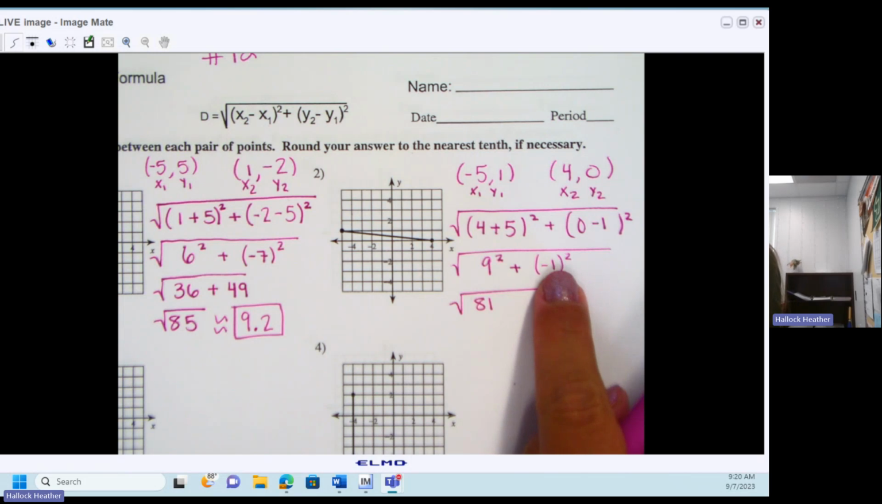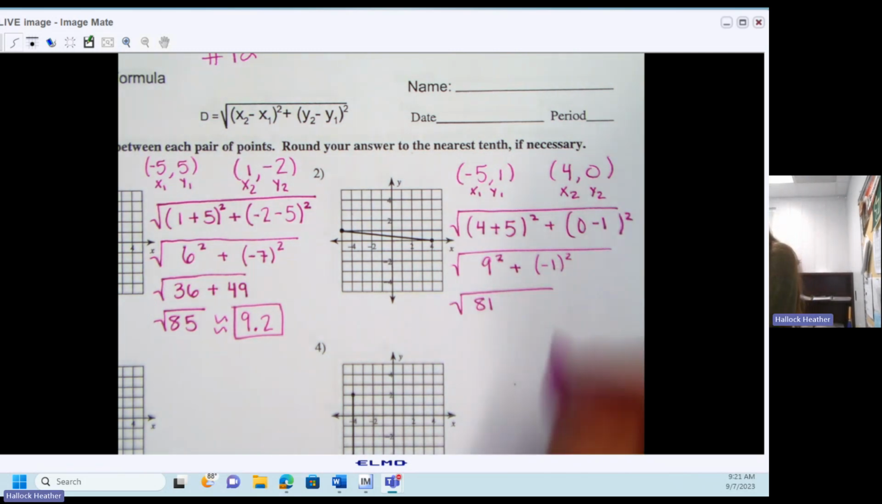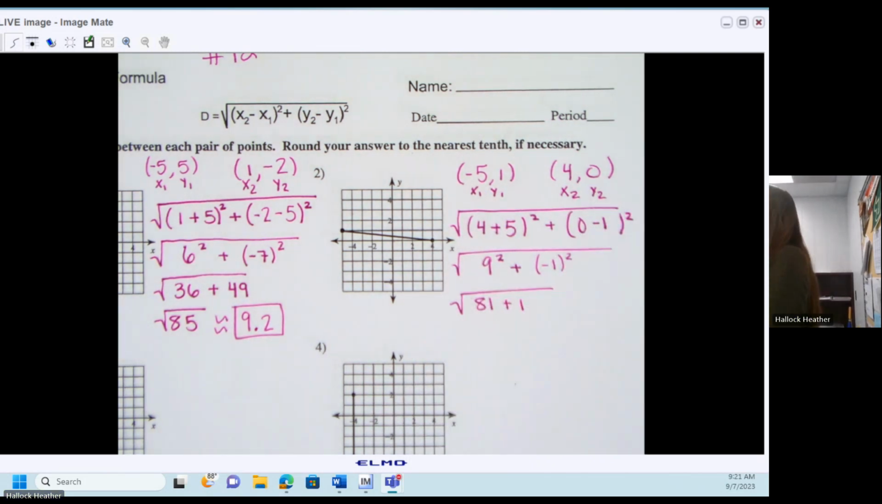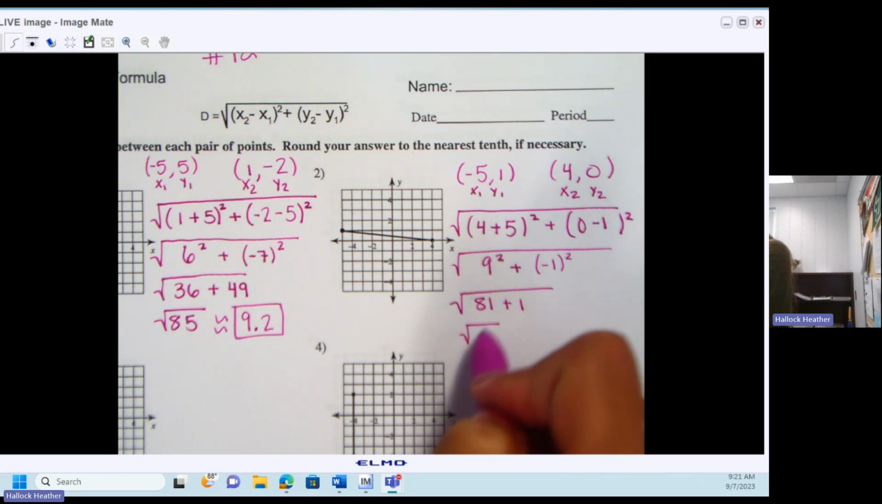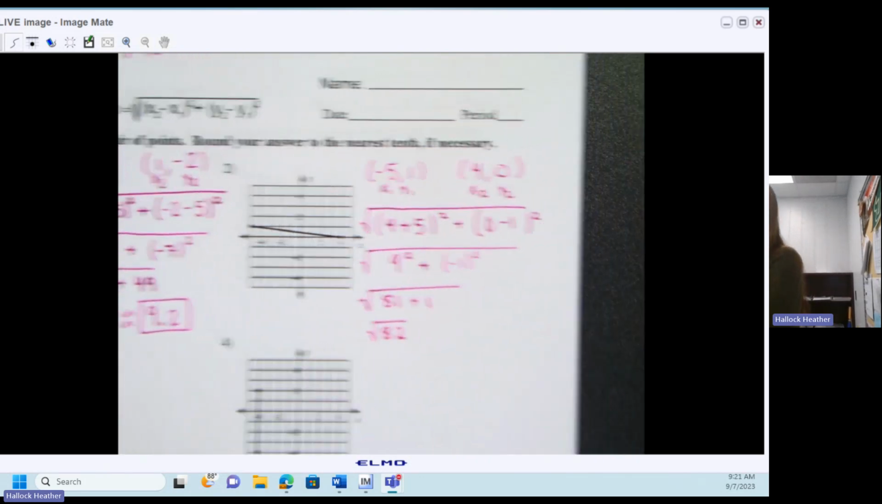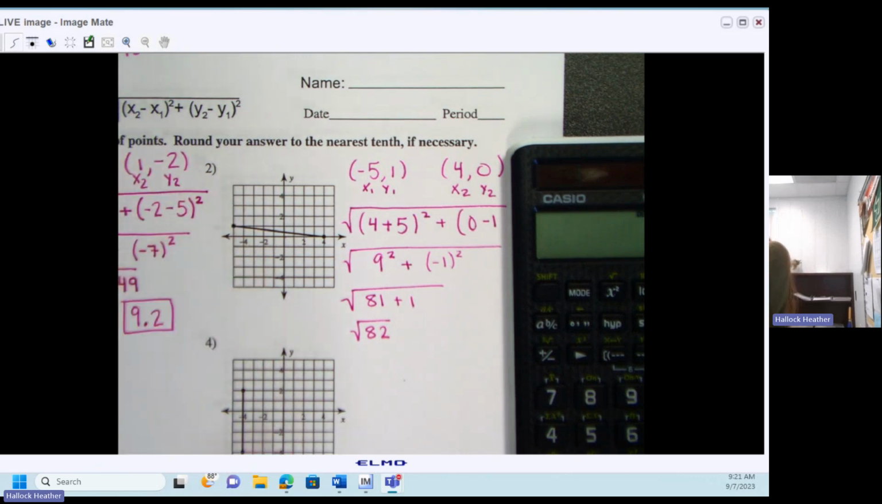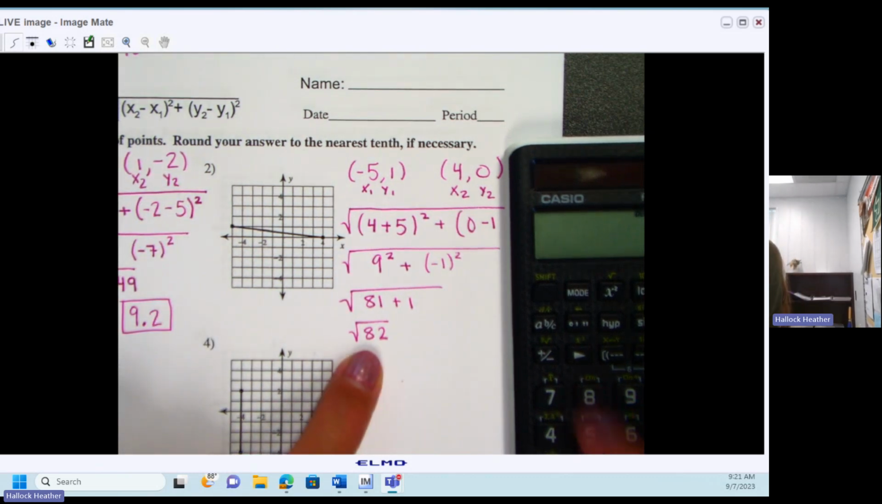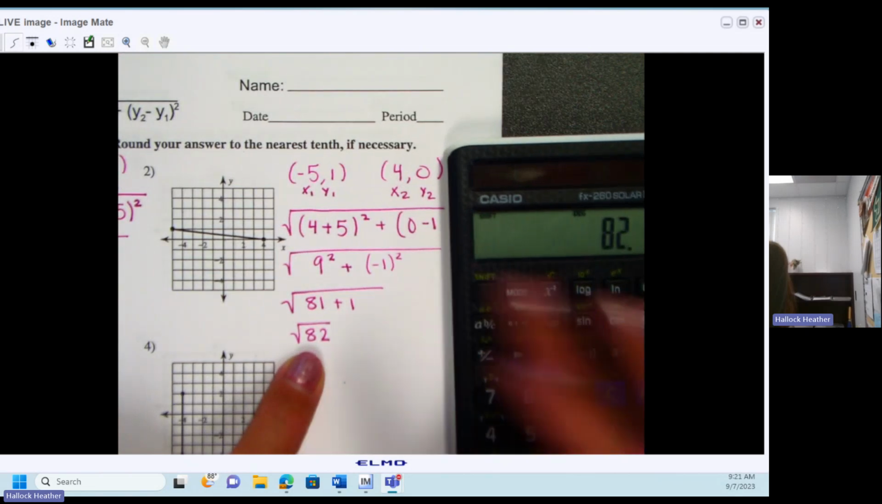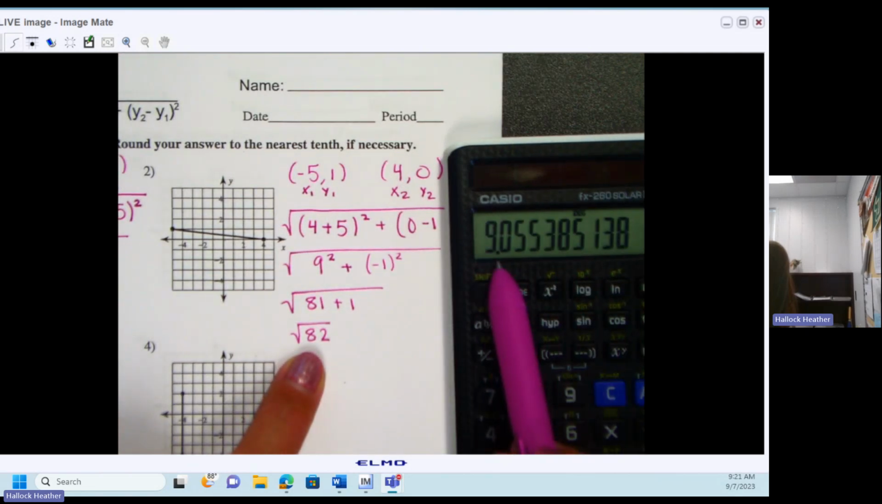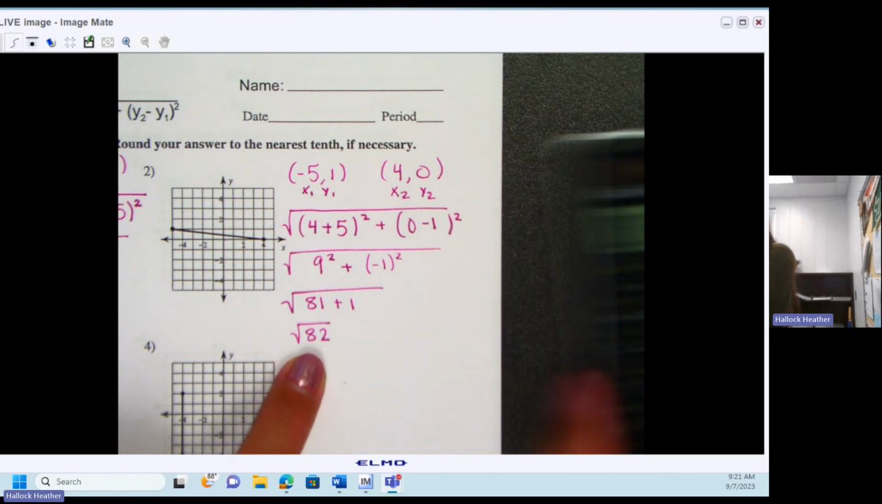Negative 1 multiplied by negative 1 is a positive number. What's negative 1 times negative 1? So negative 1 times negative 1 is just positive 1. So I'm going to add 1. So I'm really bringing down the square root of 82. And this is where I don't want you to hurt your brains. You are using a calculator. For all of this, you're using a calculator. So you're doing 82, and then you're shifting and square rooting. So this is 9.05. We're rounding to the first decimal place. So this is going to be 9.1.